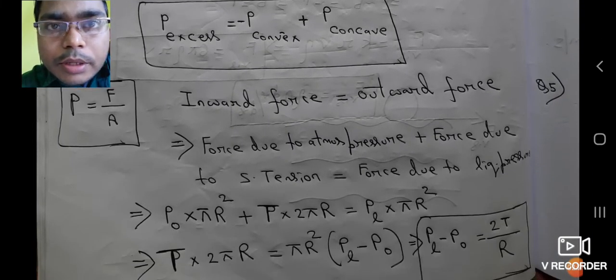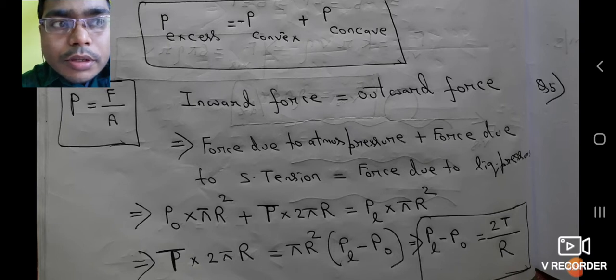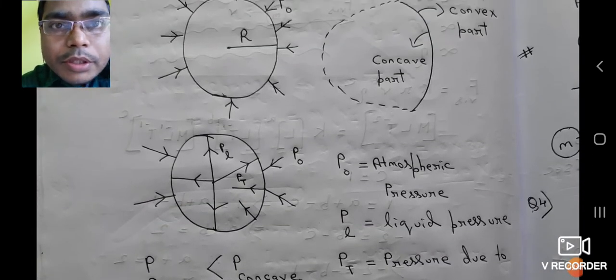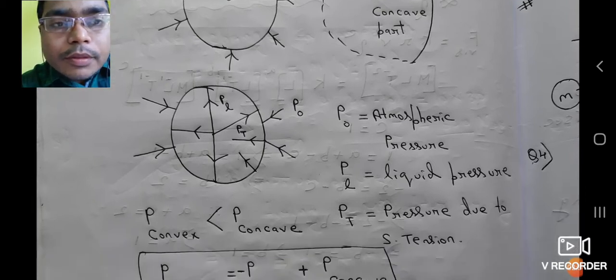So at equilibrium we can say that the inward force balances the outward force. So what are the inward forces? The force due to atmosphere plus the force due to the surface tension. And what is the outward force? That is given by the force due to the liquid pressure. In the diagram you can see liquid pressure is acting outward, but the atmospheric pressure P naught and the pressure due to the surface tension are acting in the inward direction.